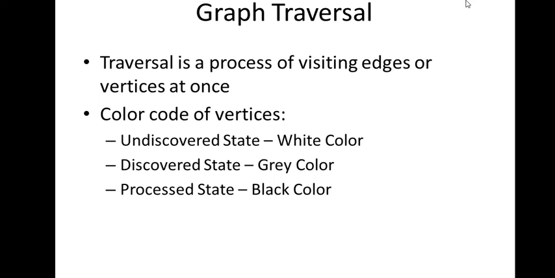What is undiscovered state? When a vertex is new and we have not visited it, it is called the undiscovered state, and we represent it in white color. What is discovered state? Discovered state is when we have just reached the vertex and it is yet to be processed. The color of this state is gray. What is processed state? We have reached the vertex and the vertex is processed completely. That is represented using black color. So these are the color codes which have to be known for the further traversal.